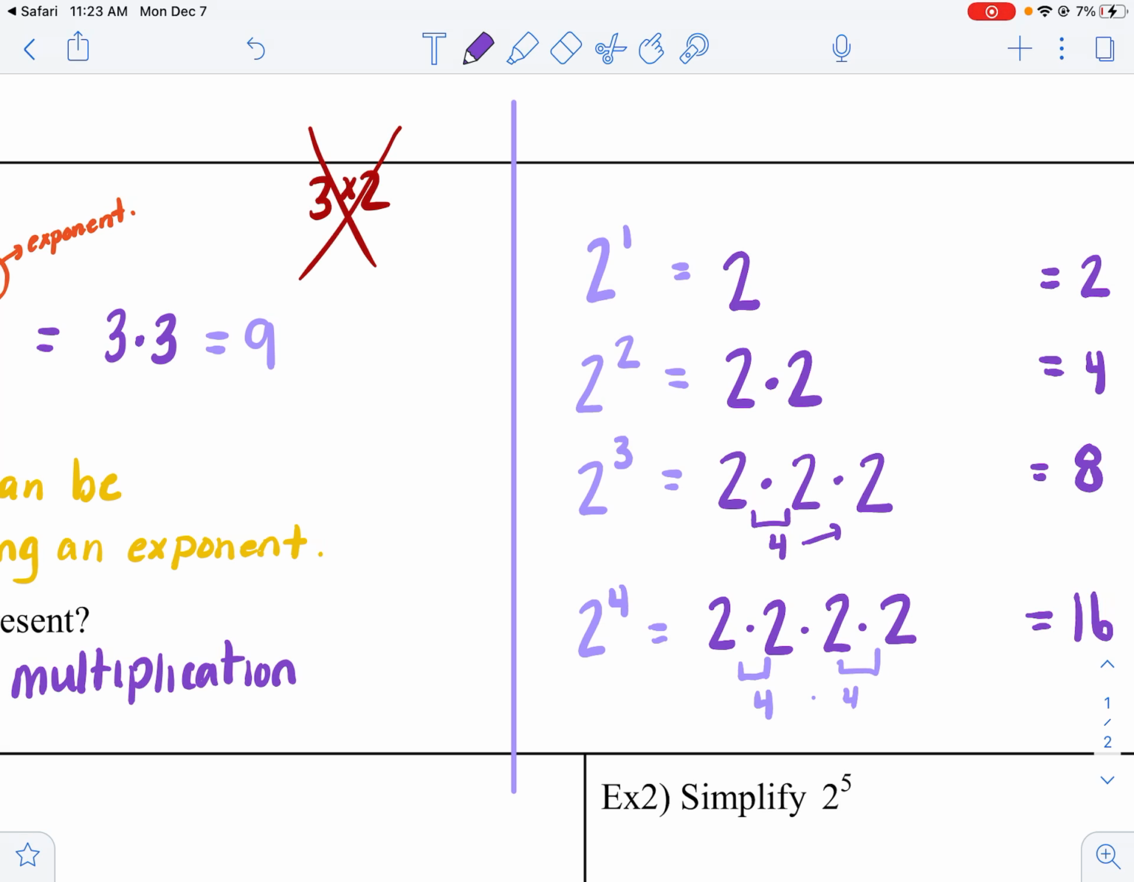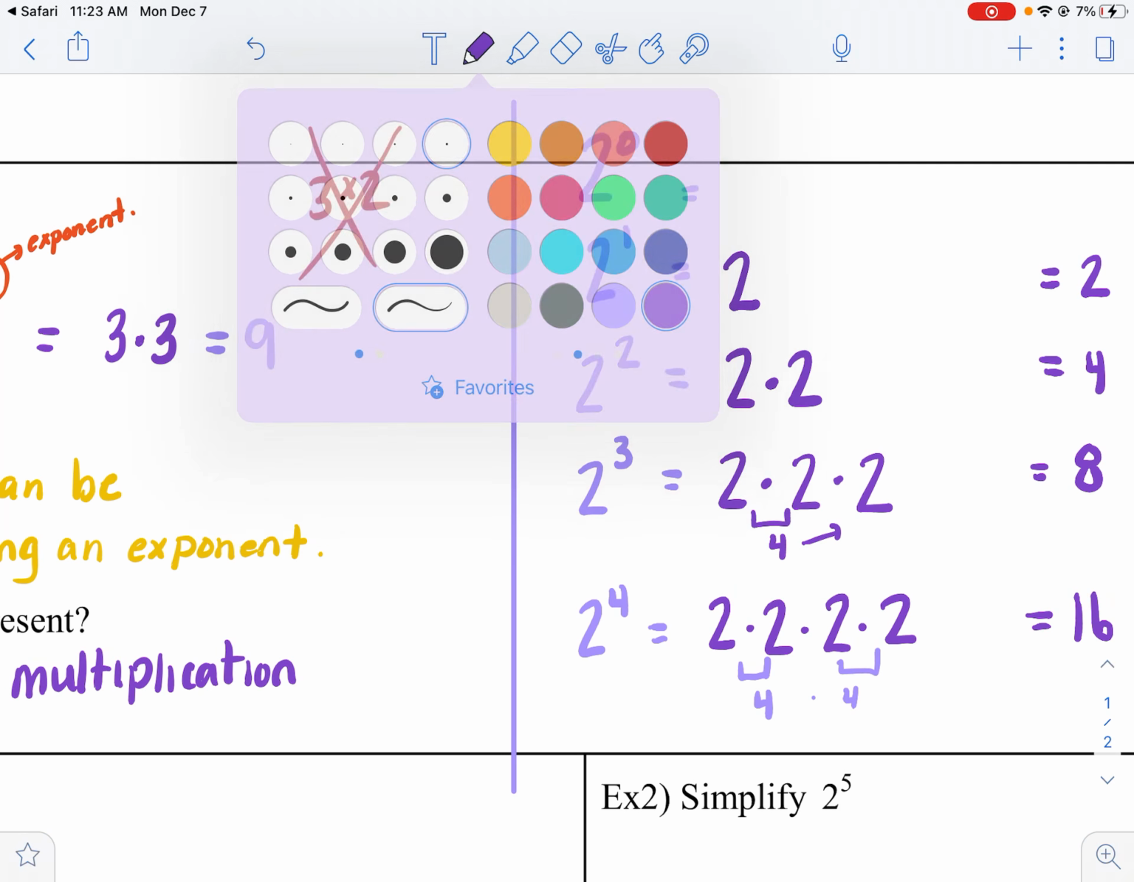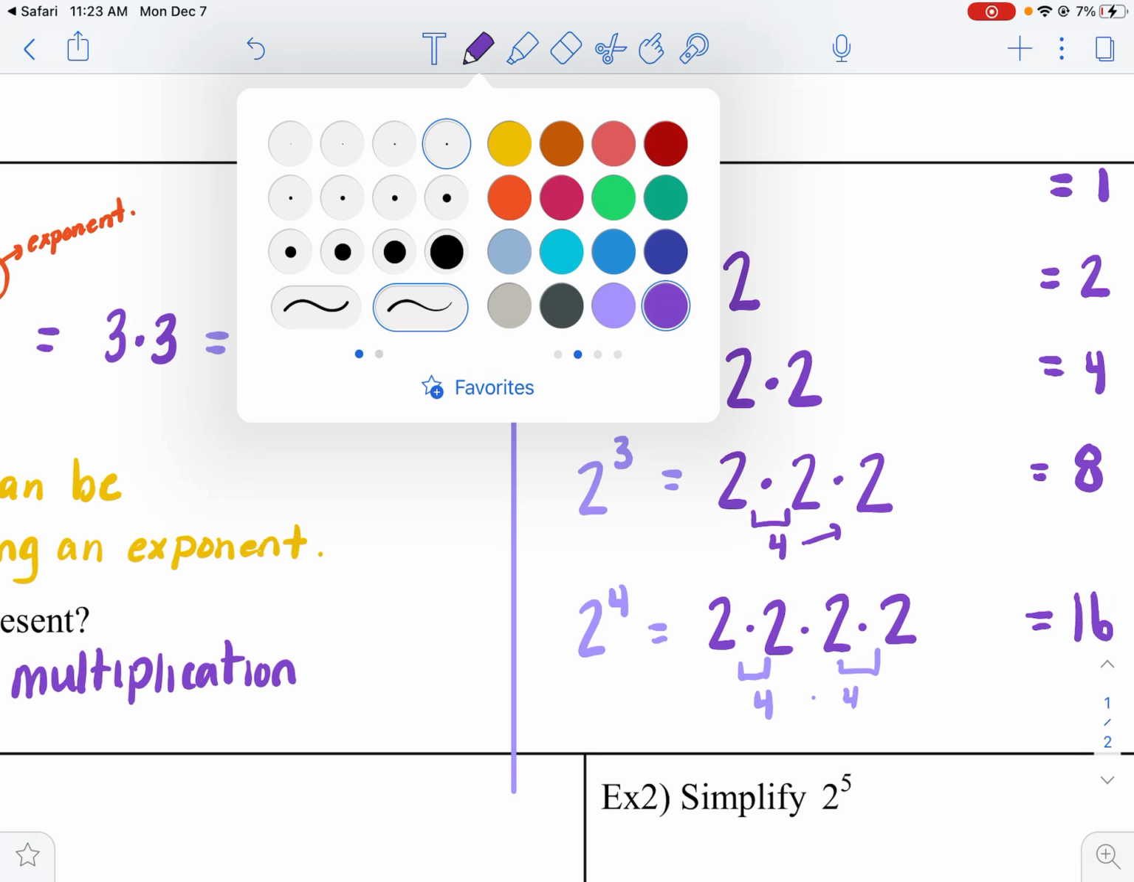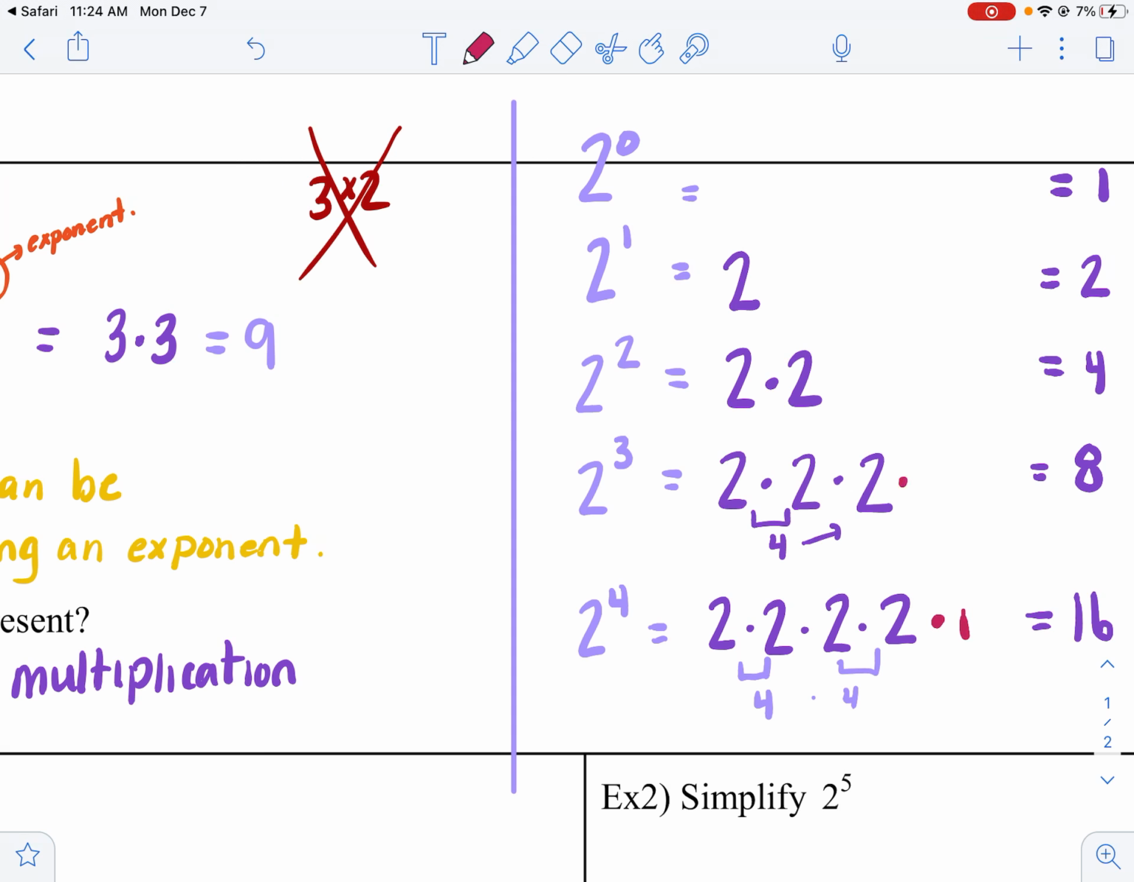Now here is where the tricky one is. The tricky one is 2 to the 0 power, which means there are no 2's. That doesn't mean our answer is 0. It means our answer is 1. Now, why? Our answer is 1 because this is multiplication. Everything could be multiplied by 1, and it won't change any of the answers. By there being no 2's here, we're really just still multiplying by 1, which is 1.